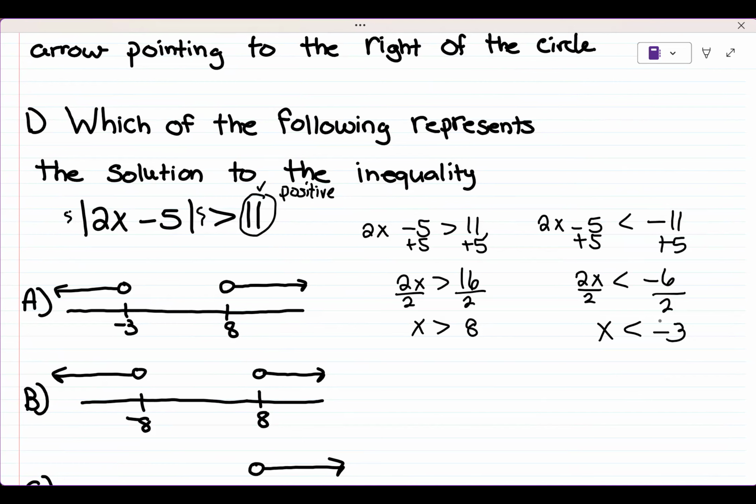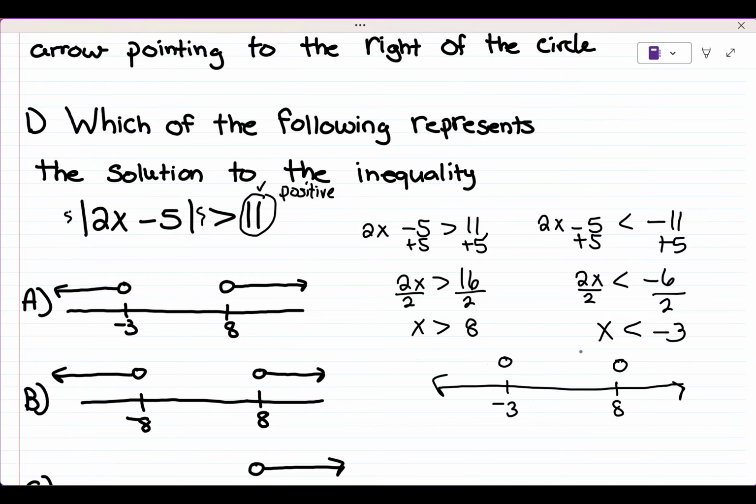Now we have our two inequalities, so you put them on a number line. How you do this is put the larger number on the right and the smaller number to the left. My larger number is 8 and my smaller number is negative 3. Then look at the symbols. This does not have the equal sign, neither does this, so they're all going to be open circles. So 8 is an open circle, and negative 3 is an open circle.